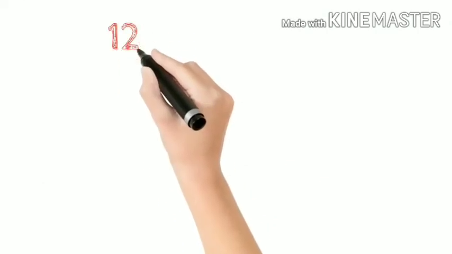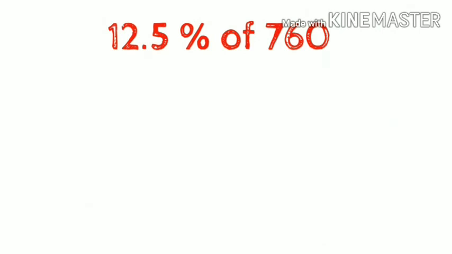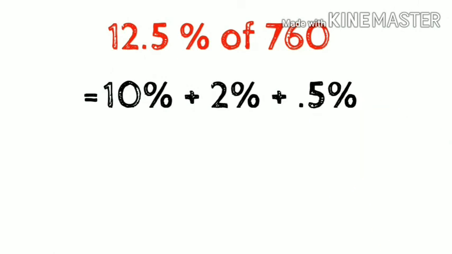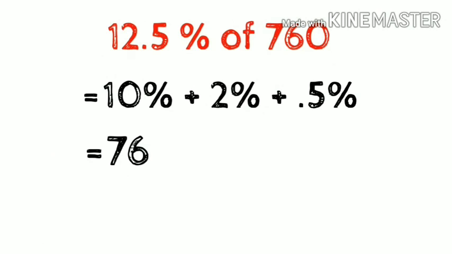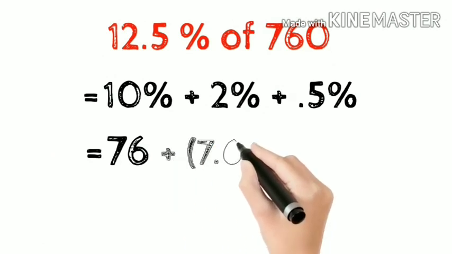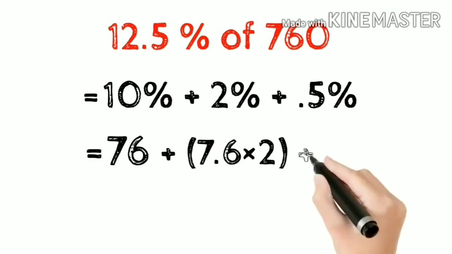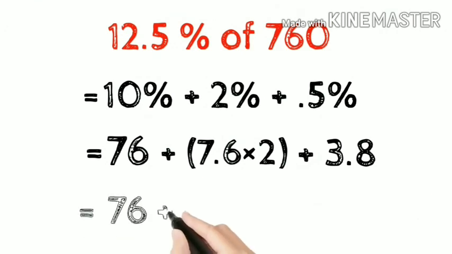Now we have reached the end portion of our video lecture. And this is our last question. What is 12.5% of 760? For easy calculation, we should break 12.5% as 10% plus 2% plus 0.5%. 10% of 760 is 76. 2% of 760 is 7.6 into 2. And 0.5% of 760 is 7.6 divided by 2, that is 3.8. And after simplification, we will get the total answer as 95.